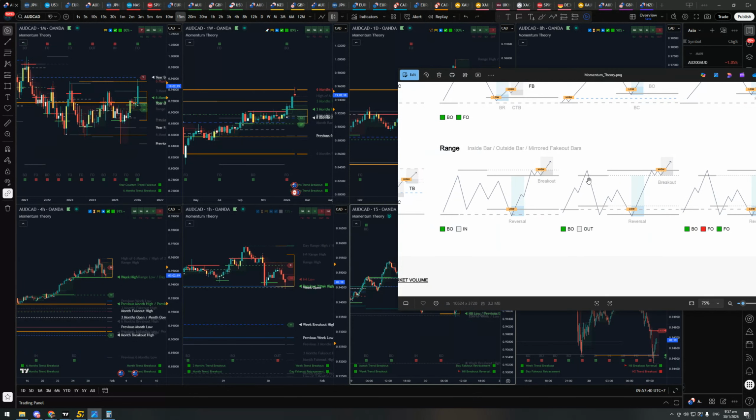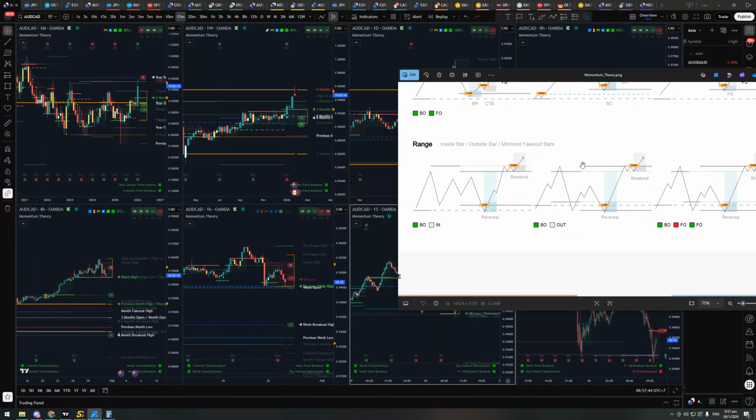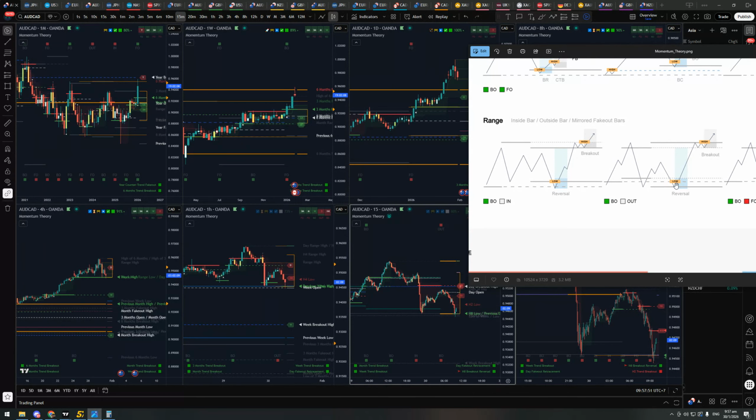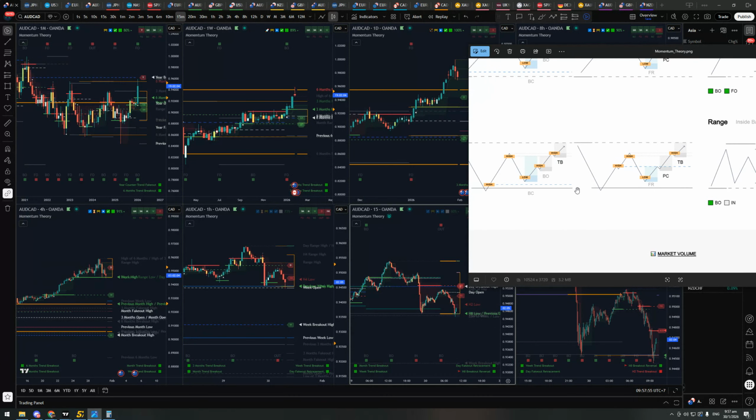Outside bar is telling me that we faked out one side, faked out the other, closed back in the range, and the highest highs and the lowest lows become the range. I only want to be trading at the edges. So right now we are at the edge. And so if we're at the edge, I'm looking for a reversal alignment pattern.